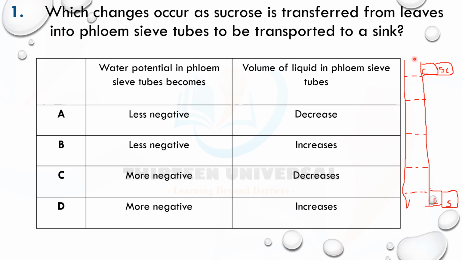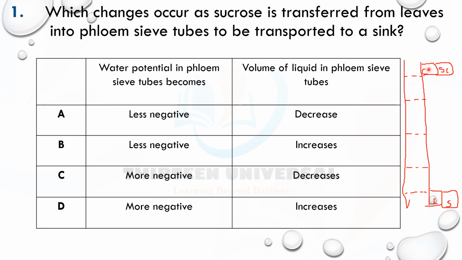So the question says, which changes occur as sucrose is transferred from leaves into sieve tubes to be transferred to a sink. Now, when you move sucrose from here, remember that sucrose is a solute. When you move sucrose into the sieve tube element, what happens to the water potential here? Water potential here will decrease, which means it becomes more negative. Low water potential means more negative, so it can be between C and D. Less negative means high water potential.